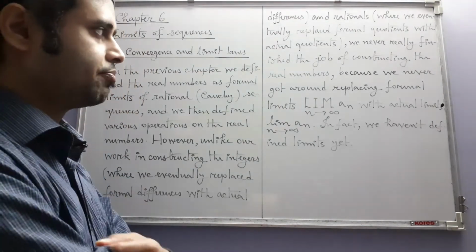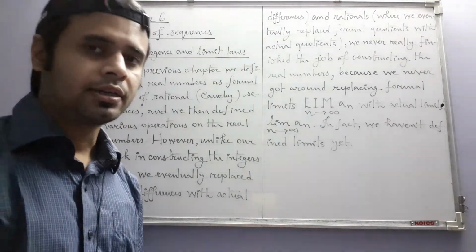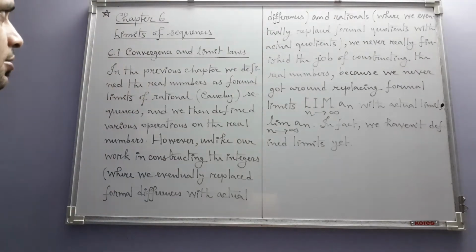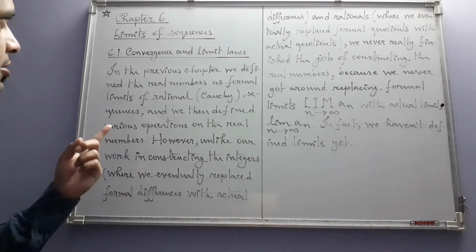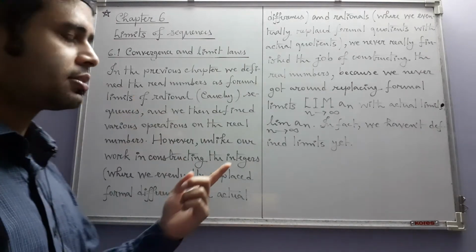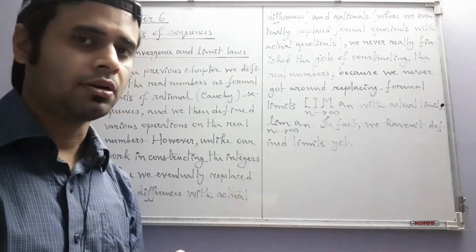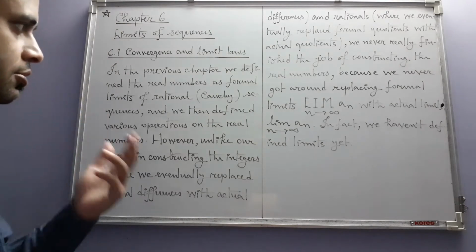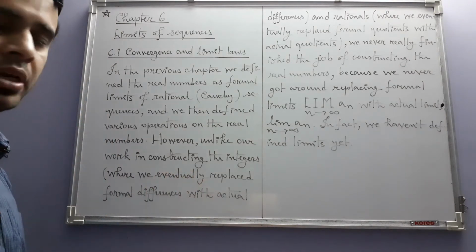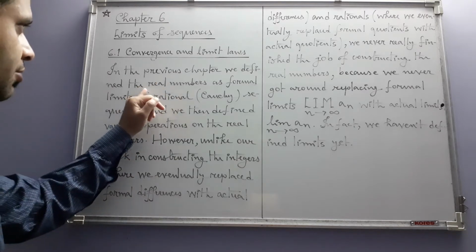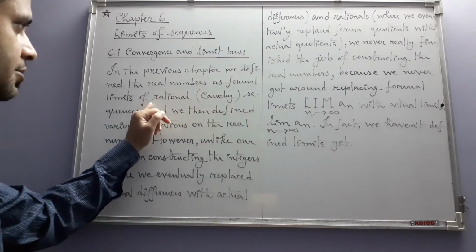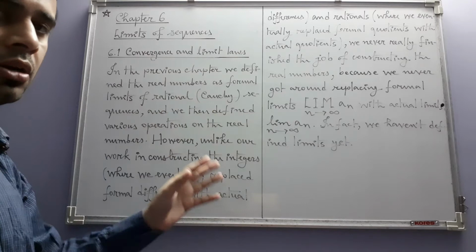Okay, so today we are going to start a new chapter, chapter 6 on limits of sequences. In this first section we are going to see convergence of sequences and limit laws of sequences. These are some beginning words from the author. In the previous chapter we defined the real numbers as formal limits. So let us recall what we did.